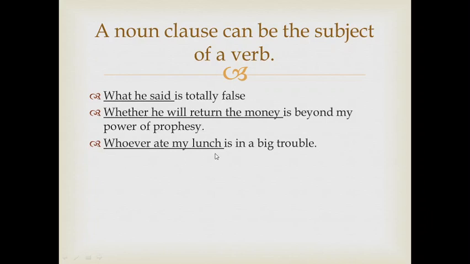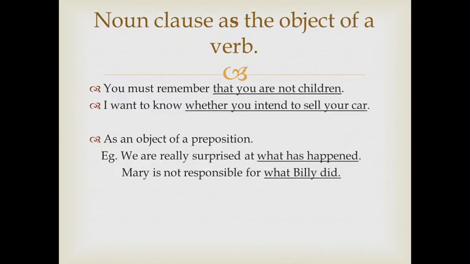Whoever ate my lunch is in a big trouble. Who is in a big trouble? Whoever ate my lunch is in a big trouble. So, there also the subject is there. Whoever ate is the verb. The meaning is incomplete because it is a dependent noun clause. So, these are the examples where a noun clause comes as the subject of a sentence.